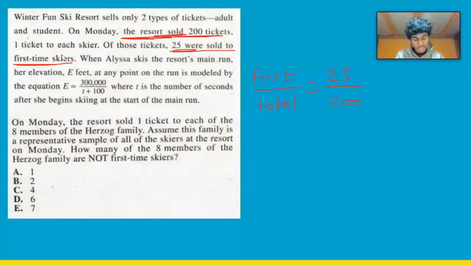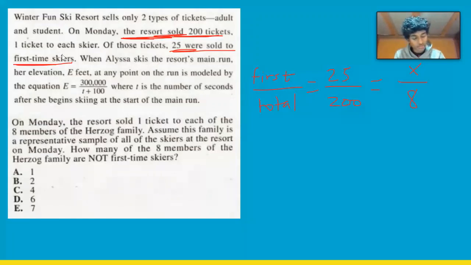And then the question asks, the Herzog family has 8 members, and they want to know how many of them are not first-time skiers. So first we can find how many first-time skiers there are in the family, and then subtract that from 8 to find the number of skiers that are not first-time skiers. So this would be equal to x over 8. We want to know how many people in the Herzog family are first-time skiers.